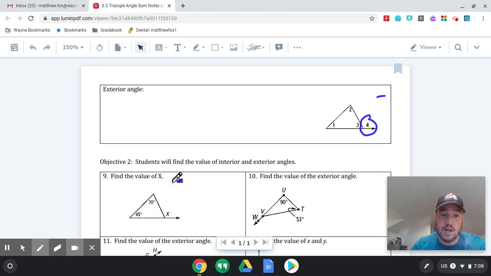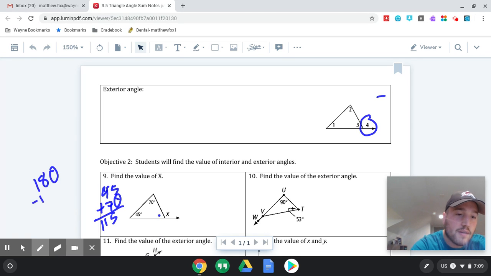We'll start off with kind of the way you could probably figure out on your own. If we look here, 45, 70, and there's some missing angle right there where I put that dot. We know that on every triangle in the whole world, all those angles always add up to 180. So if I add 45 and 70, I will get 115. And then if we're looking for what that dot is, all we have to do is take 180 minus that 115, and we will find out what that dot is. In our case, it'll be 65 degrees.